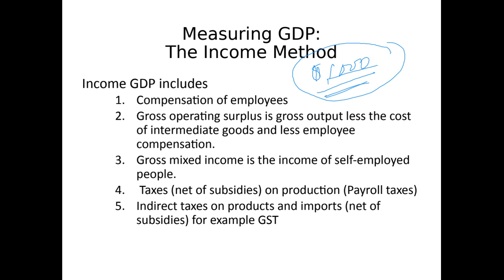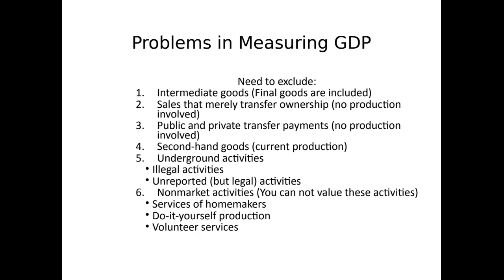So these are the two methods that we use to calculate GDP. But GDP does not cover everything, right? GDP is not a complete measure of any country's economic progress. There are some problems when we measure GDP because sometimes GDP does not measure everything. So these are some of the activities that are not included in GDP.